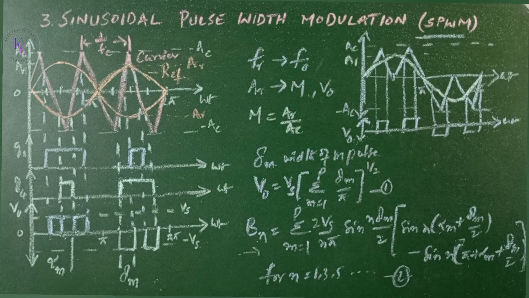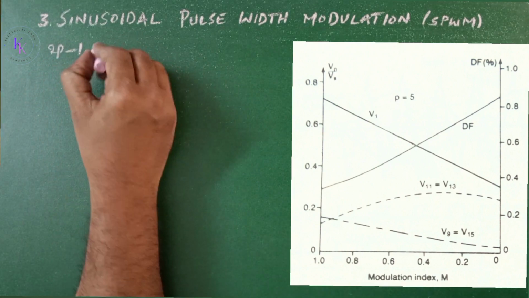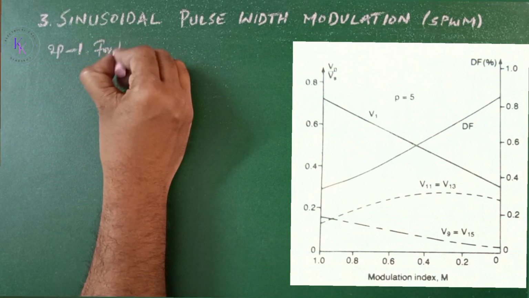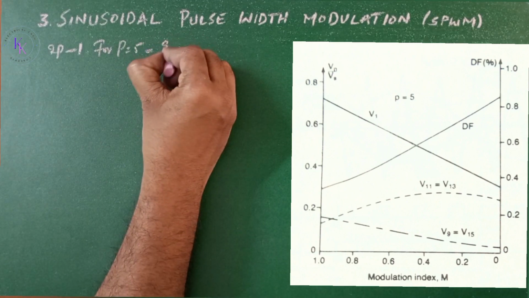Please go through it. If you observe the harmonic profile for 5 pulses per half cycle, the distortion factor is significantly reduced compared to that of multiple pulse modulation. This type of modulation eliminates all the harmonics less than or equal to 2p minus 1. So for example, for p equals 5, the lowest order harmonic is 9.